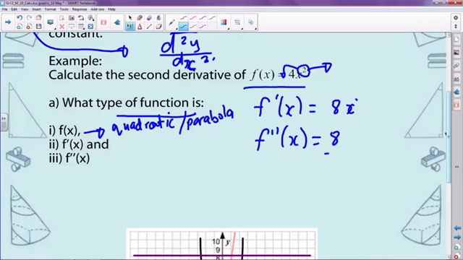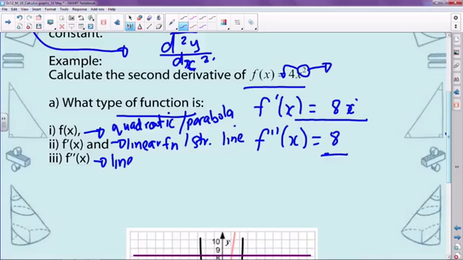Now, if you look at your first derivative, you get f prime x is equal to 8x. So we've just got x to the power of 1. That is a linear function, or we say it's called a straight line, right? And then you look at your second derivative, which is equal to 8. Well, that's also a linear function. It's got a constant gradient of 0. So it's a linear function, a straight line of y is equal to 8. That's going to go straight through the y-axis at the point 8.